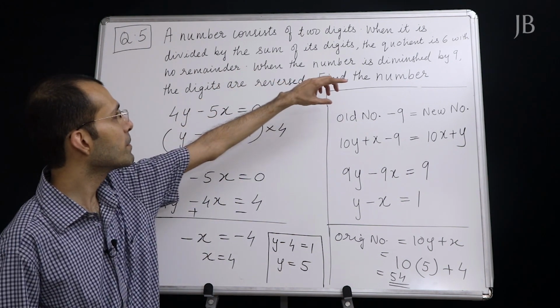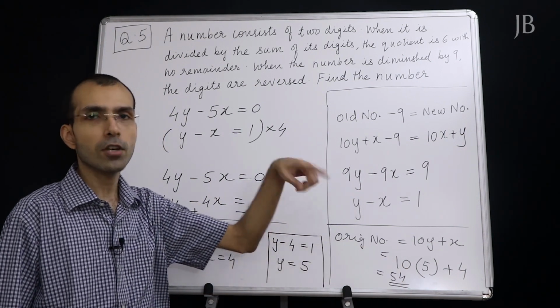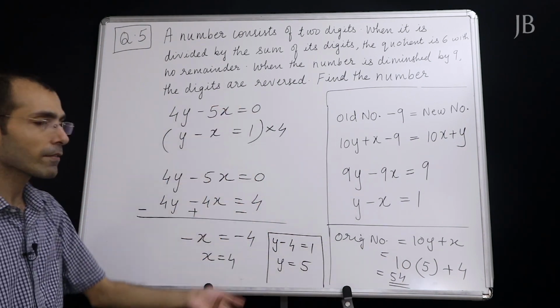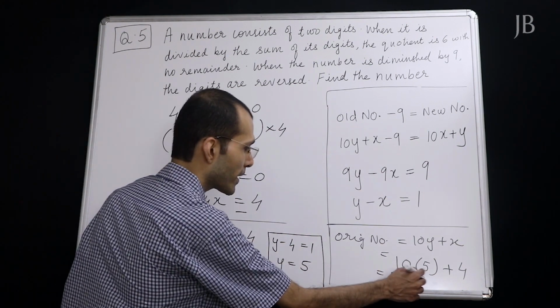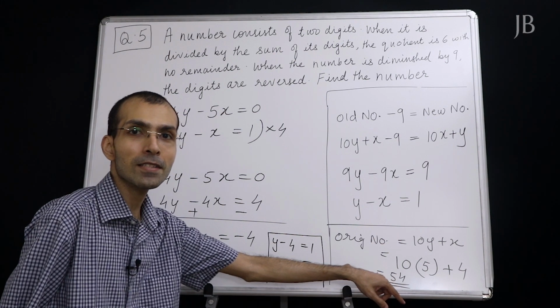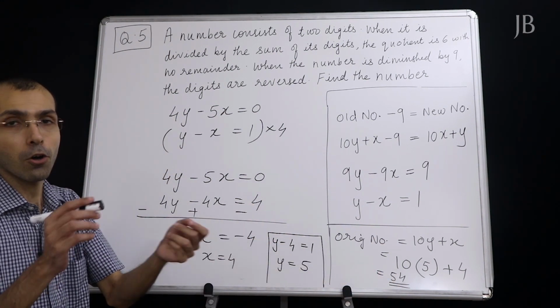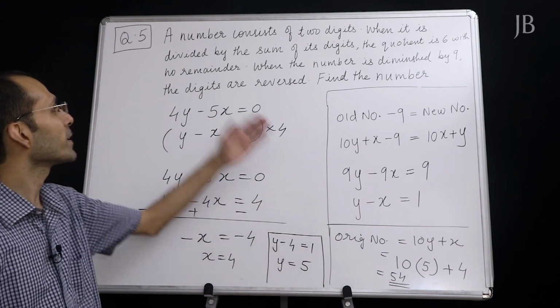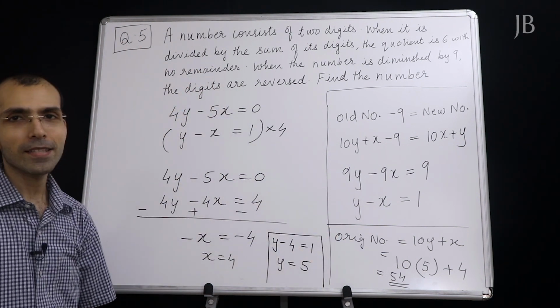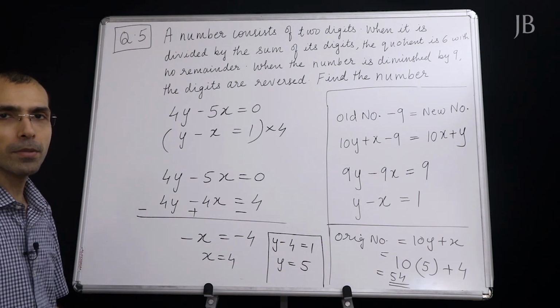When the number is diminished by 9, so 54 minus 9, how much? 45. The digits are reversed, correct? 54 minus 9 gives you 45, and original was 54. So what has happened? Digits have been reversed automatically on subtracting 9 from it. So the second condition is also satisfied. So we are correct. So this completes your problem number 5.